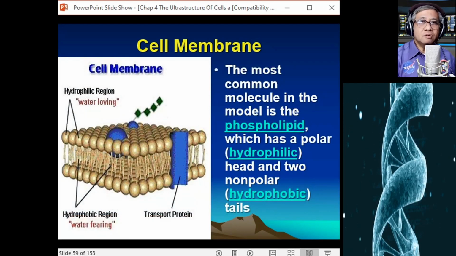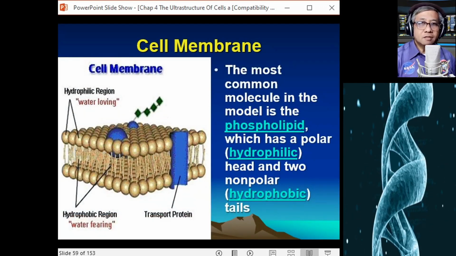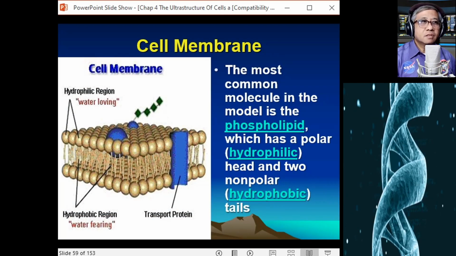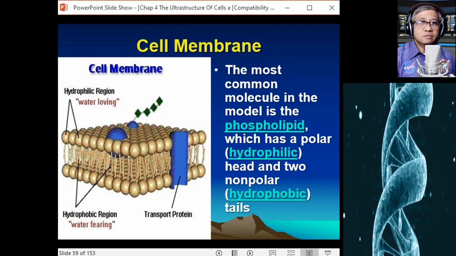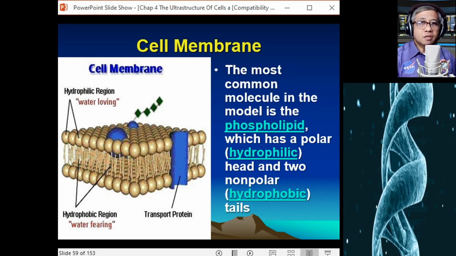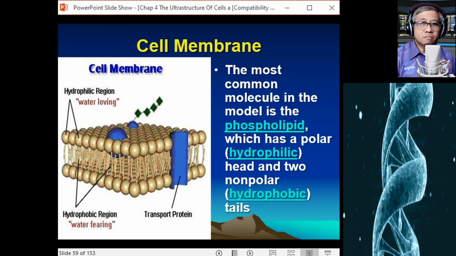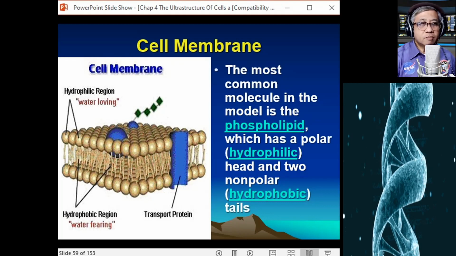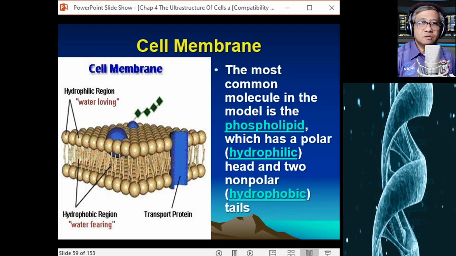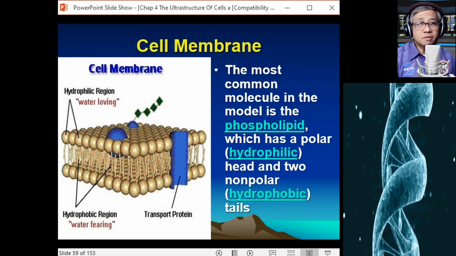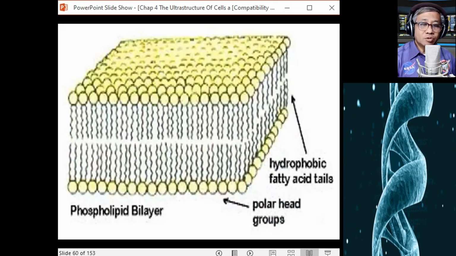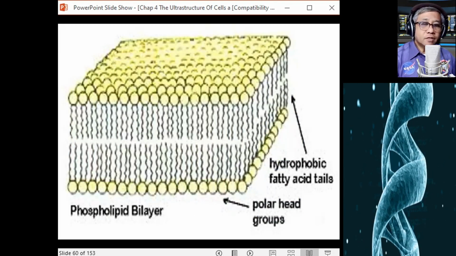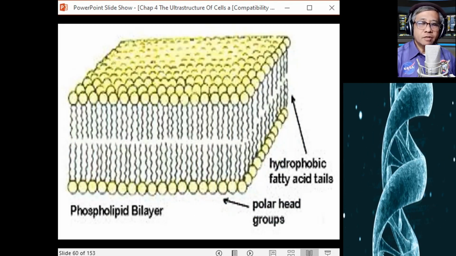Now the phospholipid molecule has a polar head. The polar head is hydrophilic, meaning that it attracts water molecules, and attached to the polar head are two fatty acid tails or nonpolar tails. The nonpolar tails are hydrophobic, meaning that they repel water molecules. So that's a phospholipid molecule: a head which is hydrophilic and two fatty acid tails which are hydrophobic.